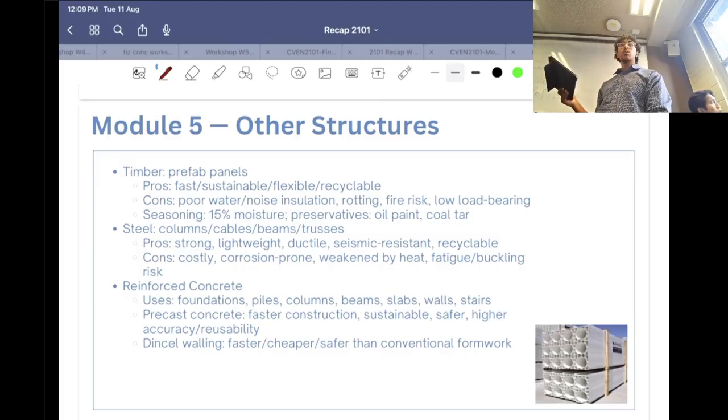And then we have Dinsel walls, Dinsel walling. I'm pretty sure this is a new thing that's coming out. It's not used that much, but it is faster, cheaper, and safer than most conventional formwork.